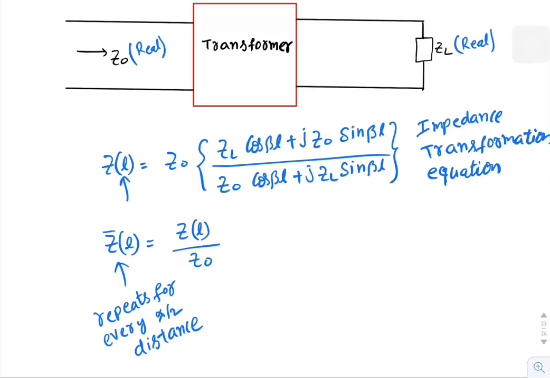Now we have two questions to design a transformer. The first question is, what should be the length of the transmission line that I have to use to design a transformer, and what should be the characteristic impedance of this transformer? Let us say the characteristic impedance of this matching network or transformer is Z0. Right now it is unknown. Let us put it as an unknown value.